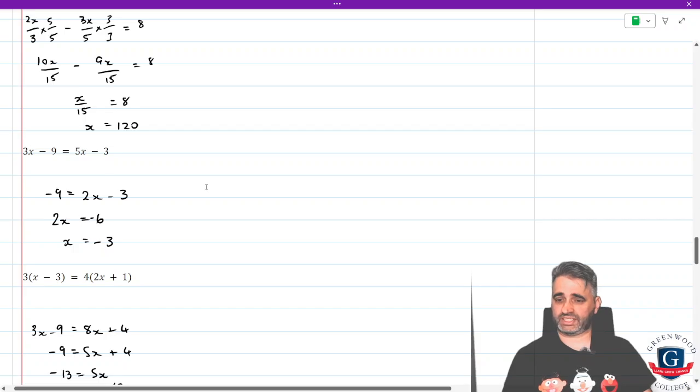Next one, 3x - 9 = 5x - 3. What are they doing here? Subtracting 3 from both sides. Add 3 to both sides. Swap the sides. Divide by 2. You'll end up with negative 3.